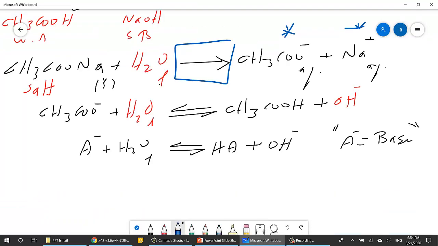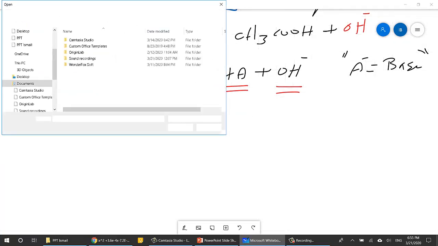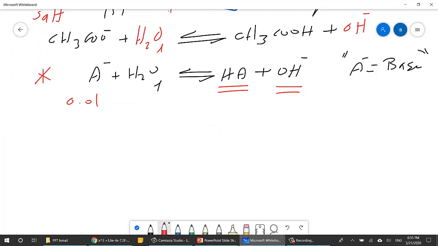So if the concentration is 0.01 of the salt, and the salt is completely soluble in water, that means we have also 0.01 of this, and that means we have 0.01 of the A minus. But in this case, the concentration of the OH minus and the HA is not equal to that number, because you need an ICE table here. This is not a one-way reaction, this is a two-way reaction.